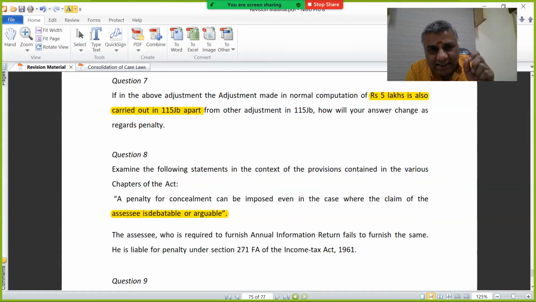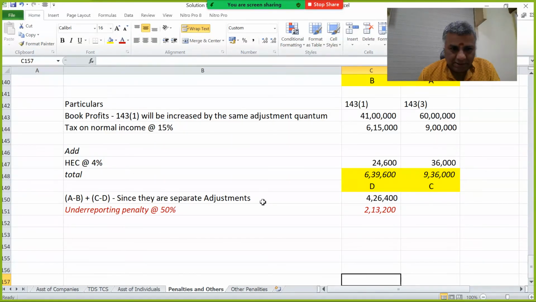Where the assessee has gone on an appeal, then the penalty proceedings will be stopped. A stay order will be obtained for the penalty proceeding. Where the assessee has not gone on an appeal, even though the issue is debatable, if it is for concealment, penalty can be imposed. In what cases penalty cannot be imposed, I will come to that. But if it is for concealment, okay, question number 8.